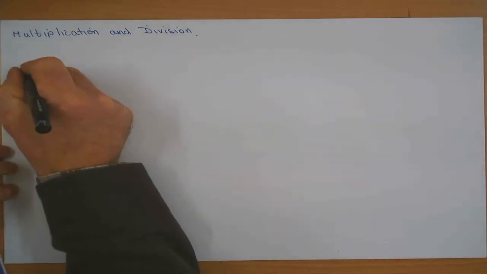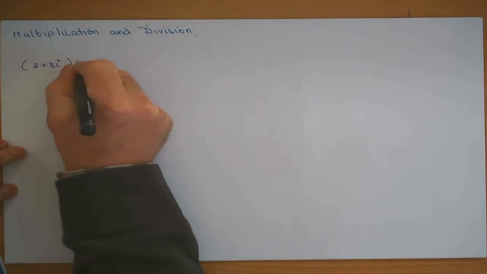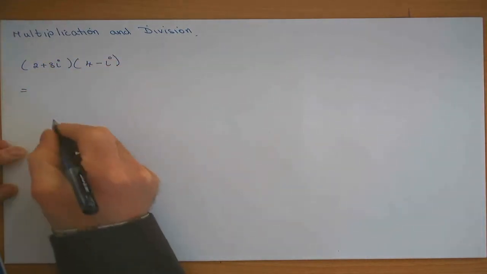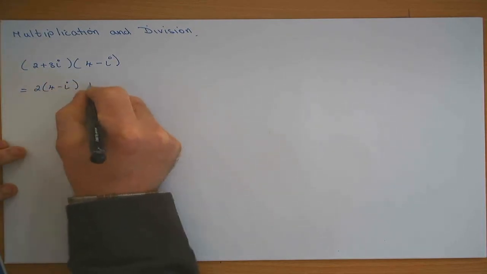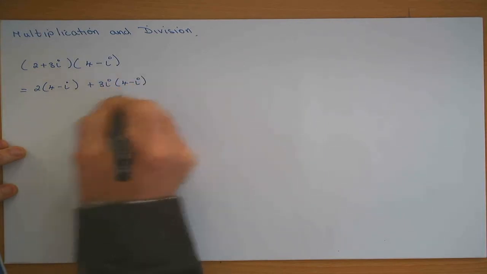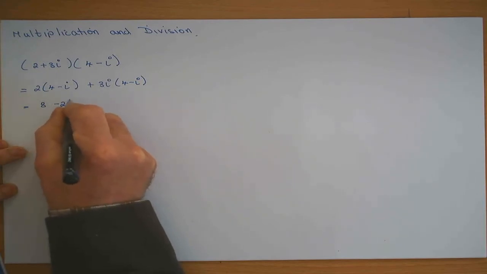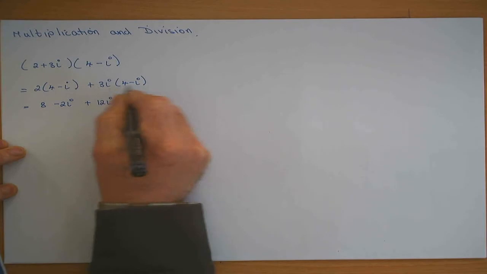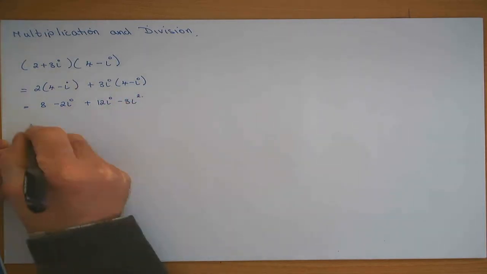Okay. Multiplication of complex numbers. 2 plus 3 iota times 4 minus iota. To multiply them out, it's 2 times 4 minus iota, and 3 iota times 4 minus iota. 2 4s are 8, and 2 by minus iota is minus 2 iota. Plus 3 iota by 4, 12 iota, and 3 iota by minus iota, minus 3 iota squared.